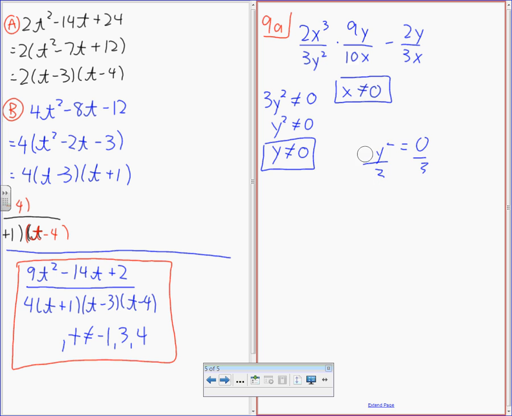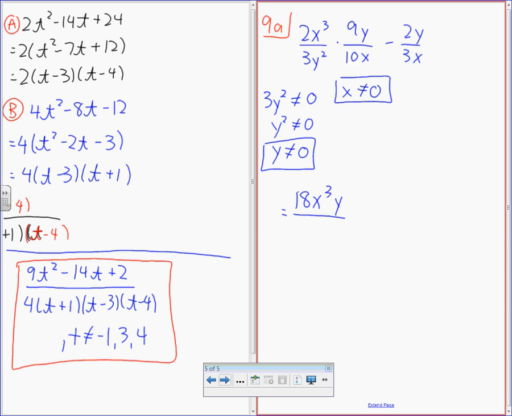Okay, Matt. It's going to be your time to shine right now. Matt, you're going to multiply some fractions for me. What is 2x cubed times 9y going to equal, please? Yeah, go ahead. Good. So what's that equal though? Matt, you're not done. You're going to do the next one for me, okay?